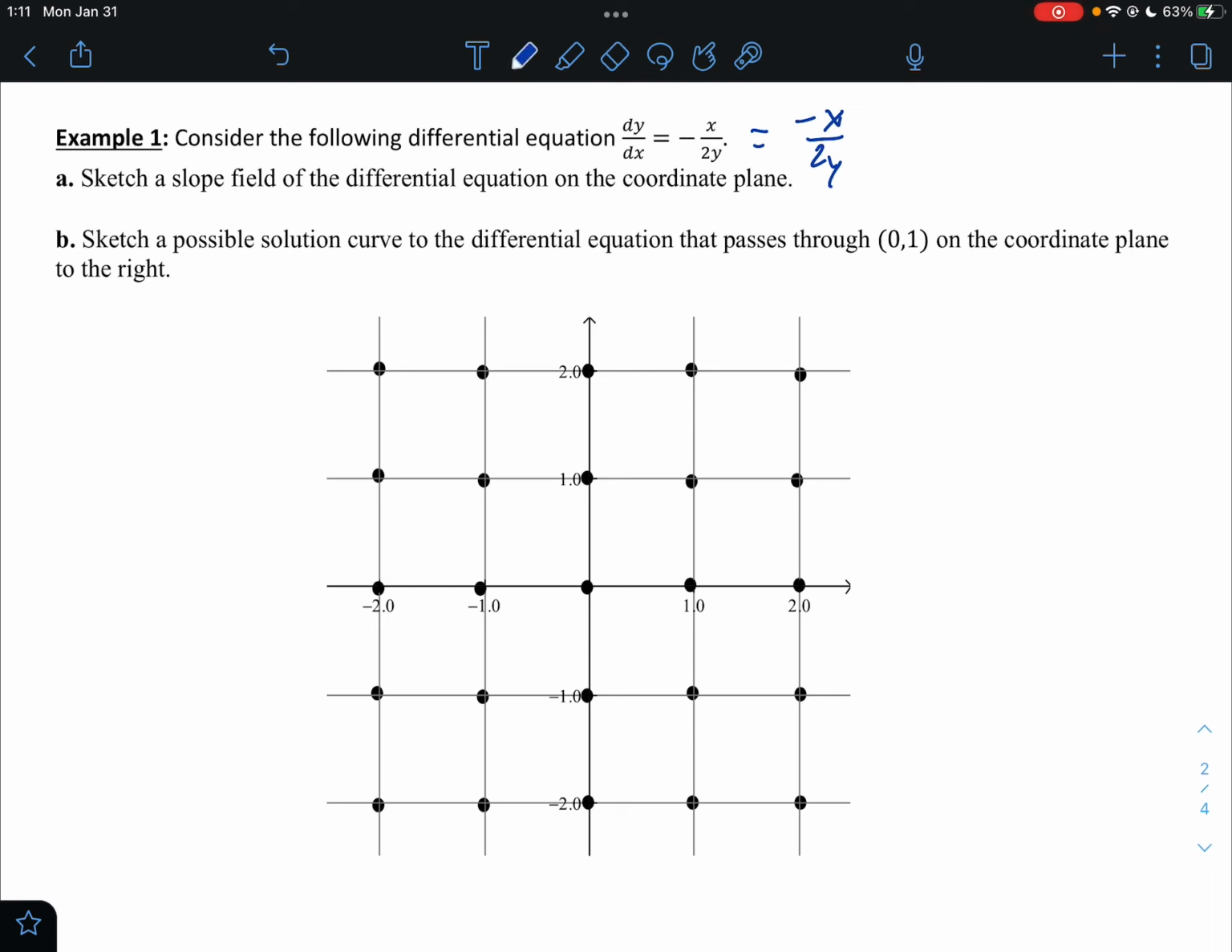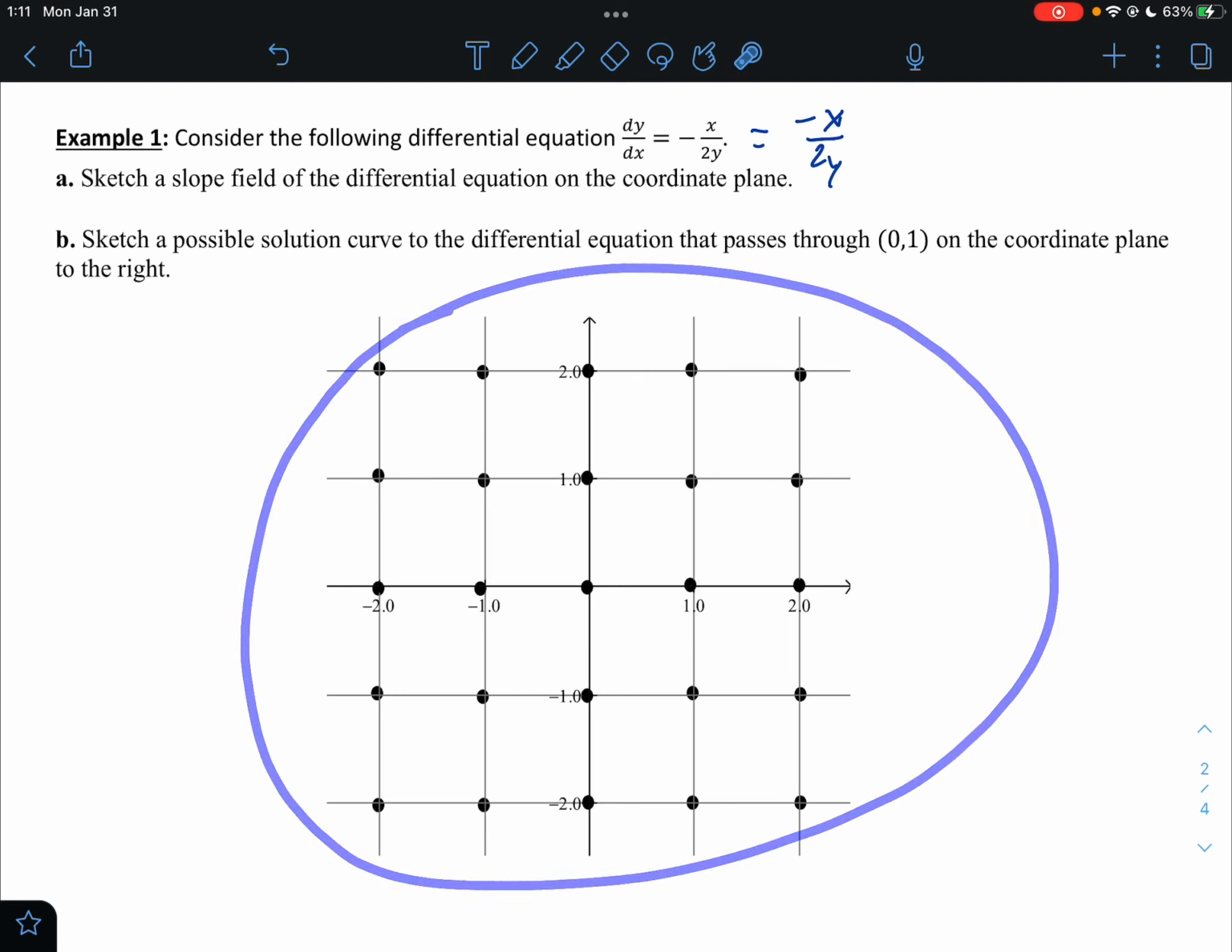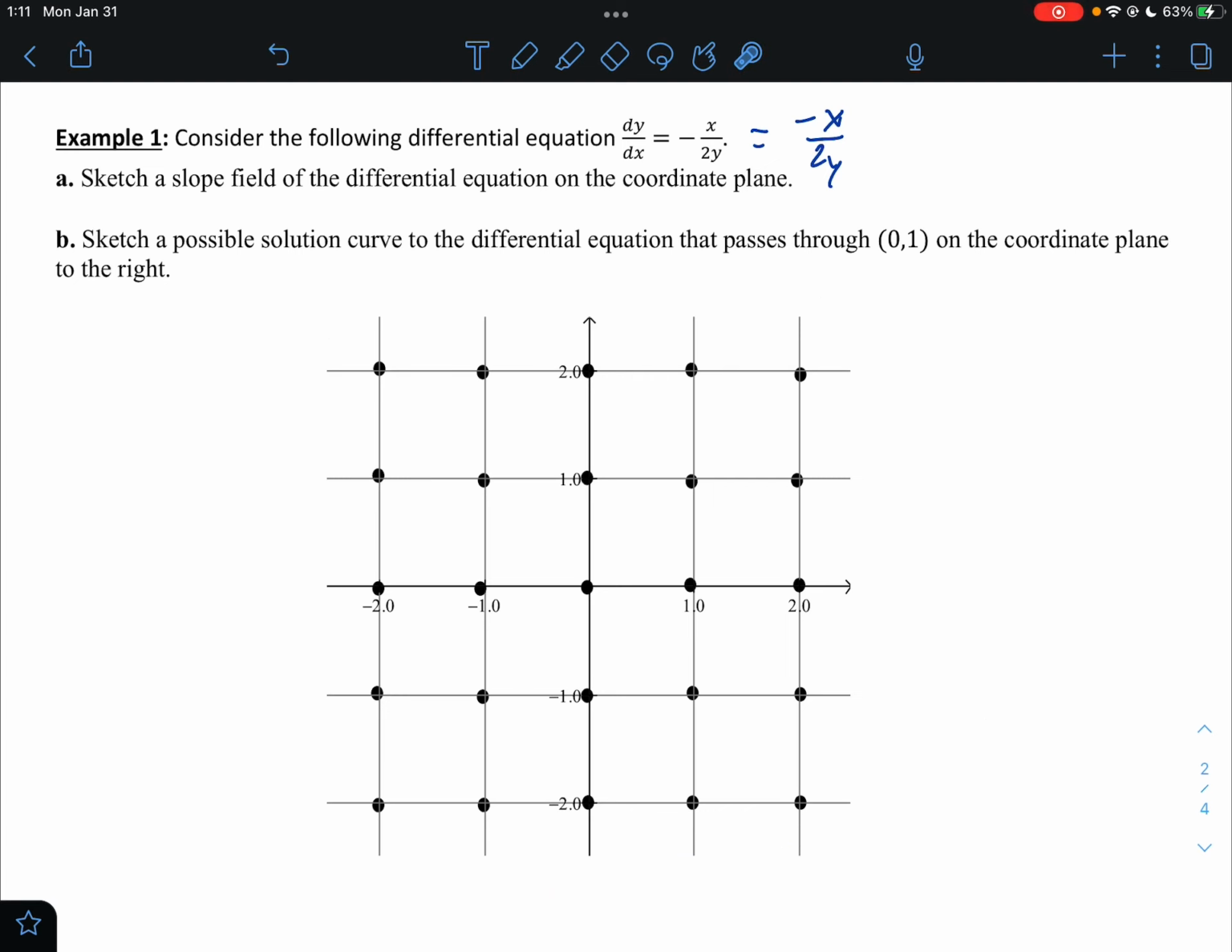Part A says sketch a slope field of the differential equation on a coordinate plane. So what we're going to do is, you see there's 25 points lined up here. We're going to put those points into this equation one at a time. Whatever number we get back, we're going to draw a very short little line segment with that slope. Let's start with the easiest possibilities.